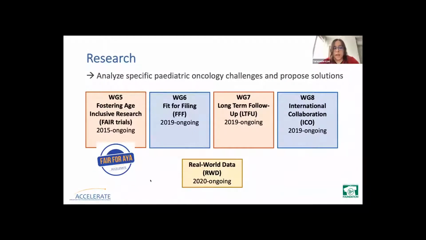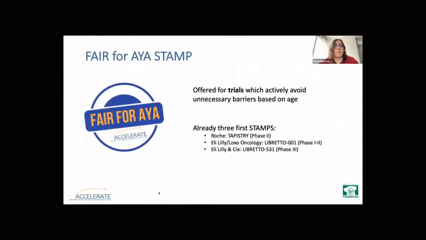One is Fostering Age-Inclusive Research, FAIR trials. Another one is the Fit for Filing. Then we have the long-term follow-up group, international collaboration, and real-world data. I will explain 2 of them so you have an idea of what we do in these research groups. So the first one is the FAIR group, which tries to address the issue of adolescents and young adults not having sufficient access to innovation, to clinical trials. And for that, they have developed several activities.